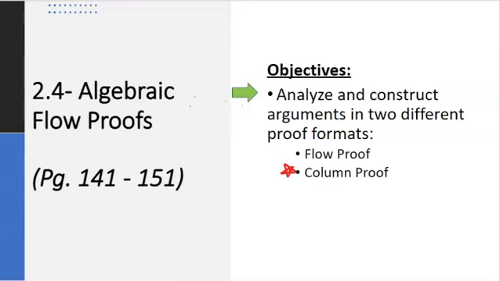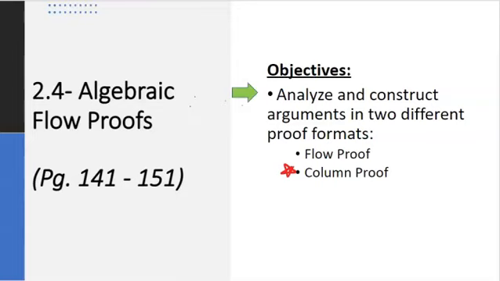I have this one starred only because we're going to introduce what it looks like. We're not really going to deal with it entirely, so you're not going to see an example in that form shown. You're going to have to fill it in just to be able to compare what a flow and a column proof look like.